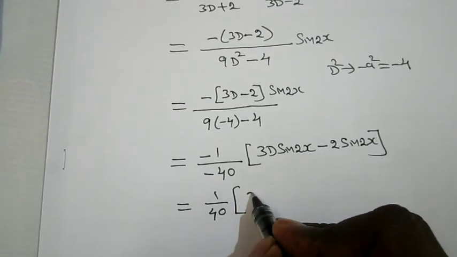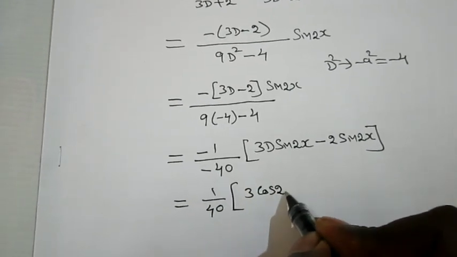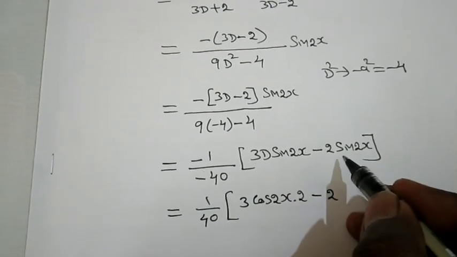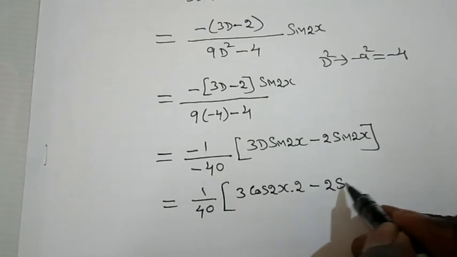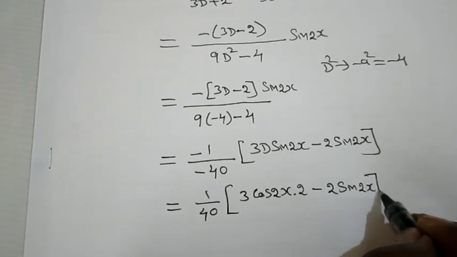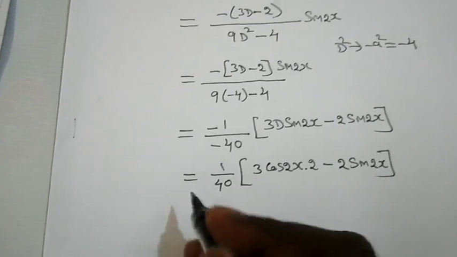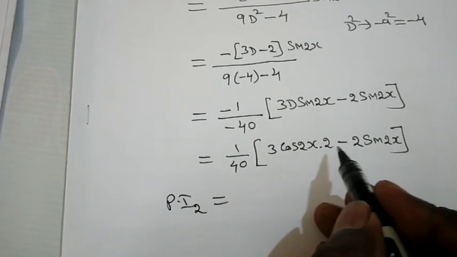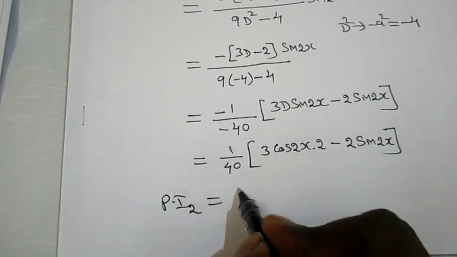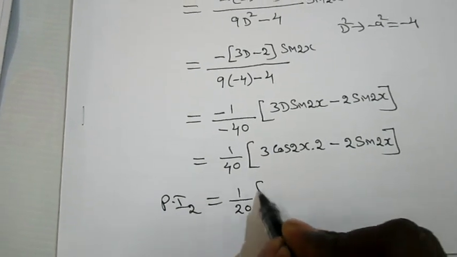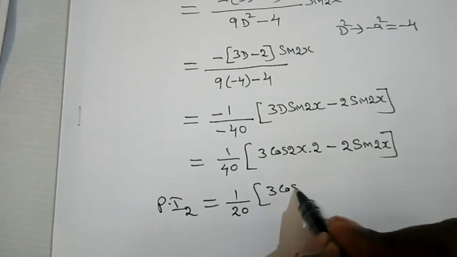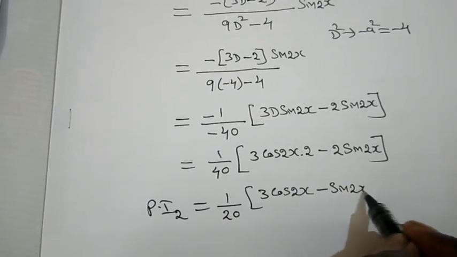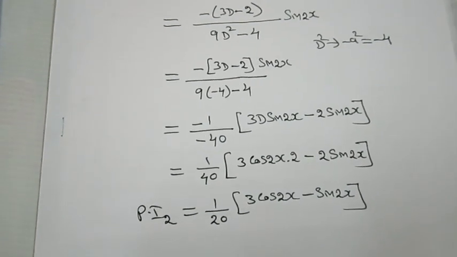The differential of sin 2x is 3 into cos 2x into 2, minus 2 into sin 2x. Here there is no d, so we don't want to differentiate, only sin 2x. Now we can take 2 outside and cancel this. So finally particular integral 2 is equal to 1/20 into (3 cos 2x minus sin 2x). So this is the particular integral 2.